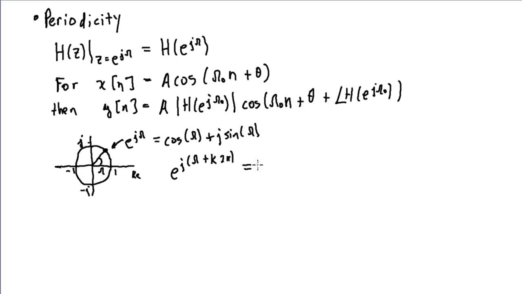And so this is equal to e to the j omega. Again, you can prove that from Euler's formula pretty easily. Cosine of omega plus k 2 pi is cosine omega, and similarly for sine omega. So this is true for integer k. So since e to the j omega is periodic with a period of 2 pi, H of e to the j omega is periodic in omega.